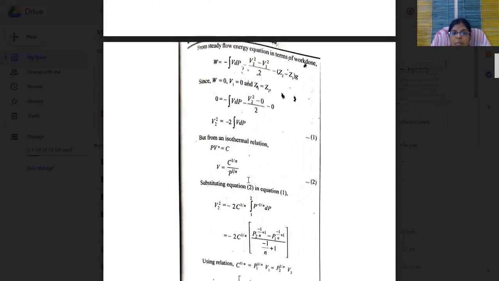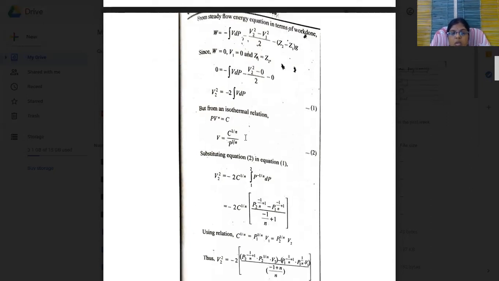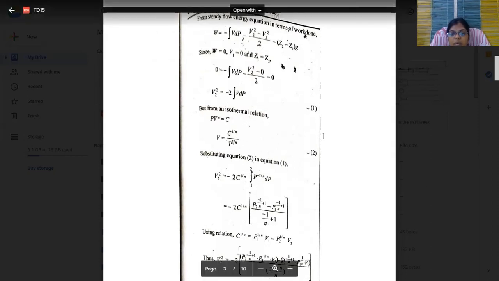We call this equation 1. Next, it is not isothermal, because PV^n equal to constant is a polytropic process. There is a small mistake here: it is not an isothermal relation, it is a polytropic relation, PV^n equal to constant. So we can rewrite this equation as v = (C/P)^(1/n), that is C^(1/n) into P^(-1/n).